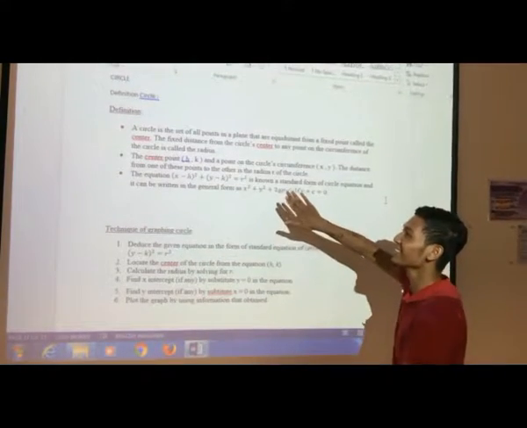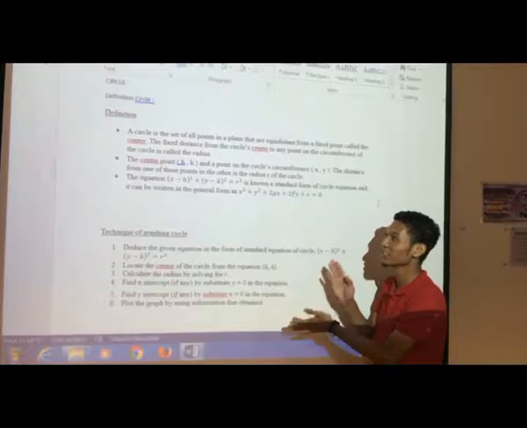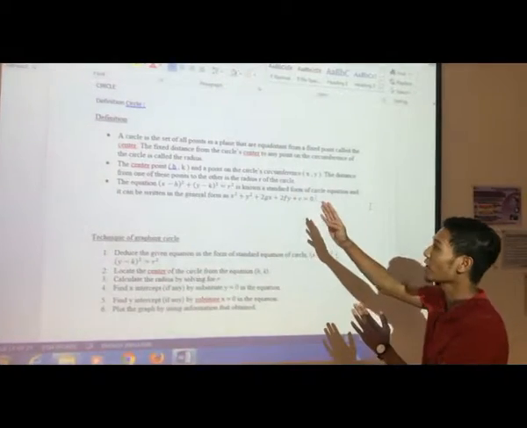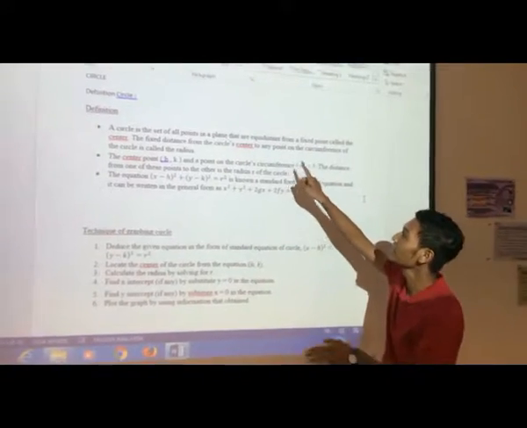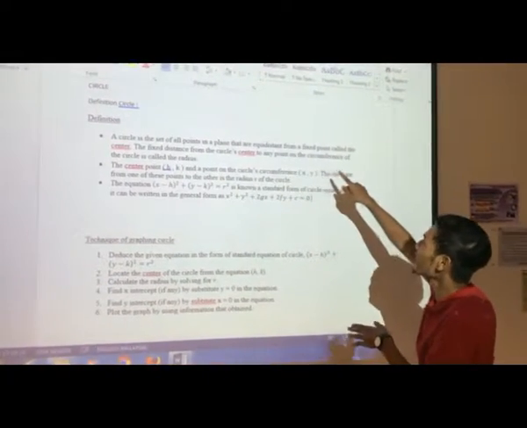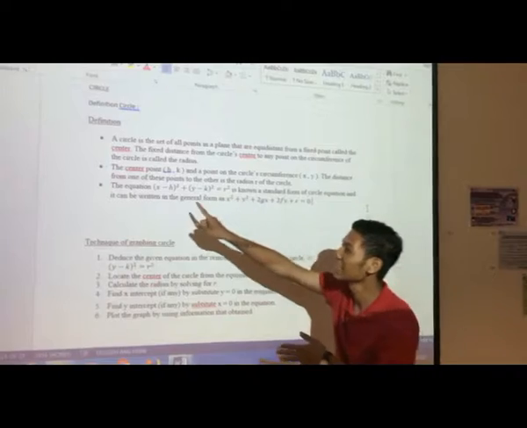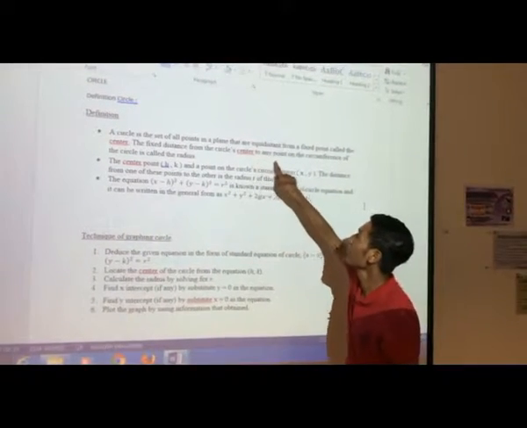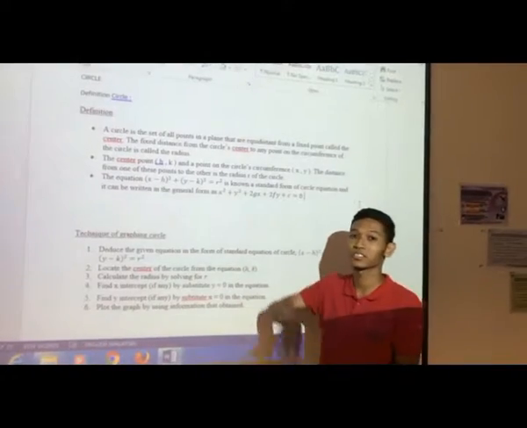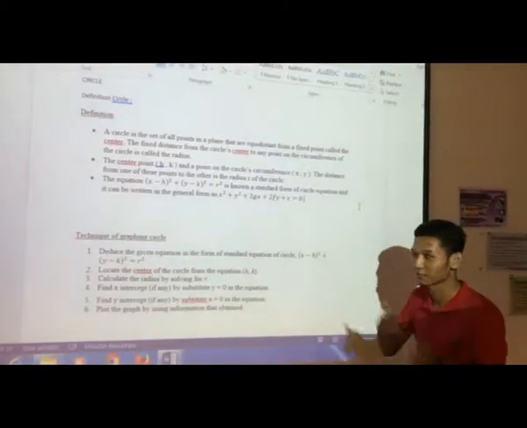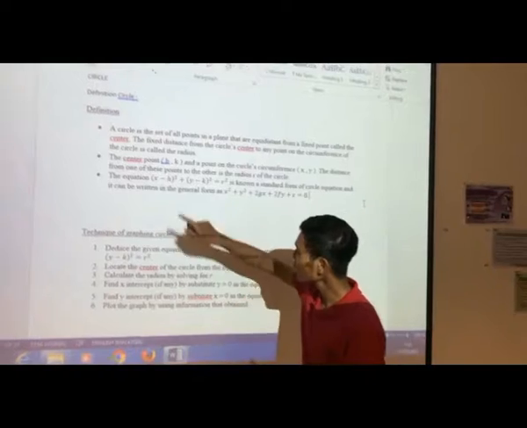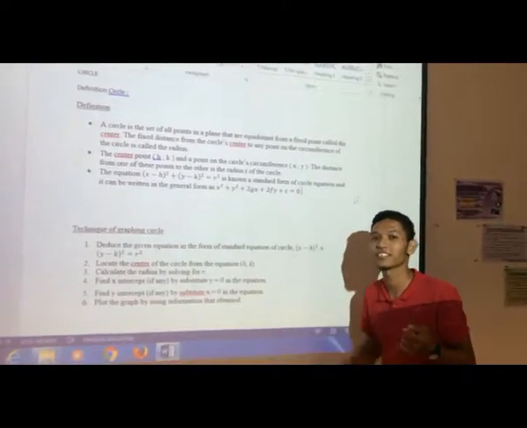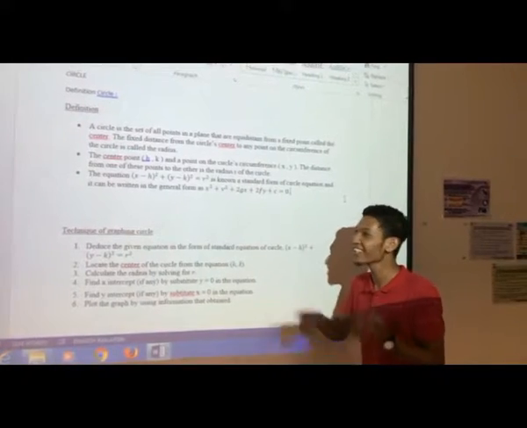Okay, this is the definition. A circle is the set of all points in a plane that are equidistant from a fixed point called the center. The fixed distance from the center to any point on the circumference of the circle is called the radius.